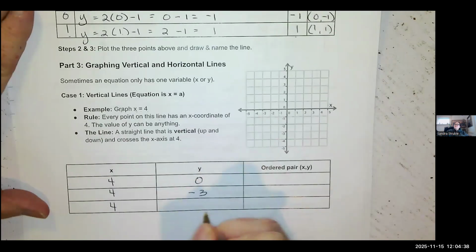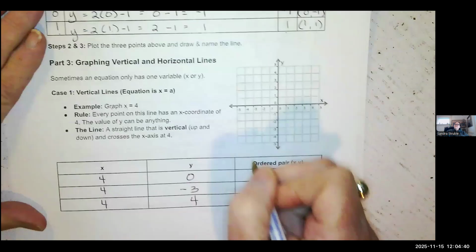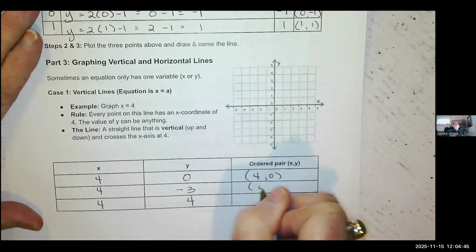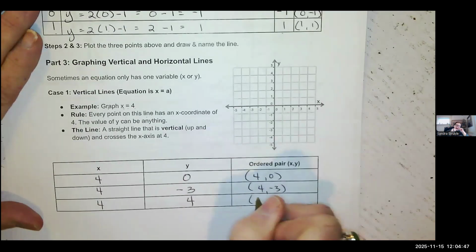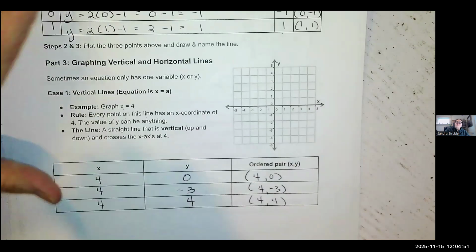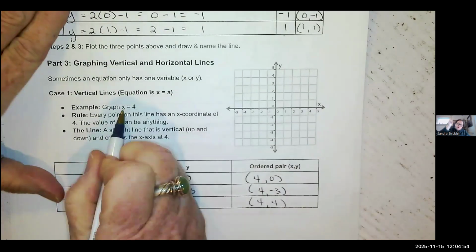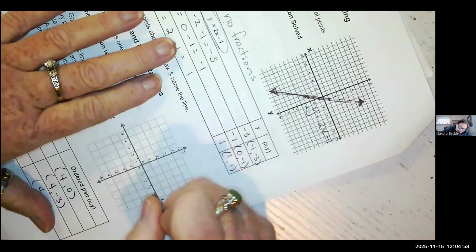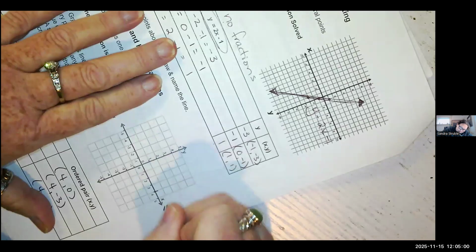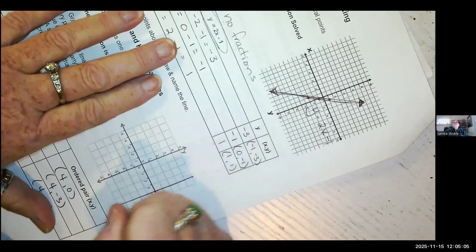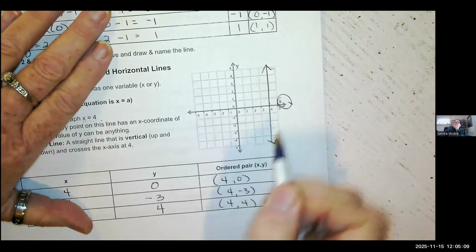So let's create our ordered pairs. 4, 0, 4, -3, and 4, 4. I'm not going to plot these points. Instead, I'm going to just show you that if you have an x equals 4, it is just a vertical line that goes through where x is equal to 4. Again, you need to represent with arrows at both ends and label what line this is.